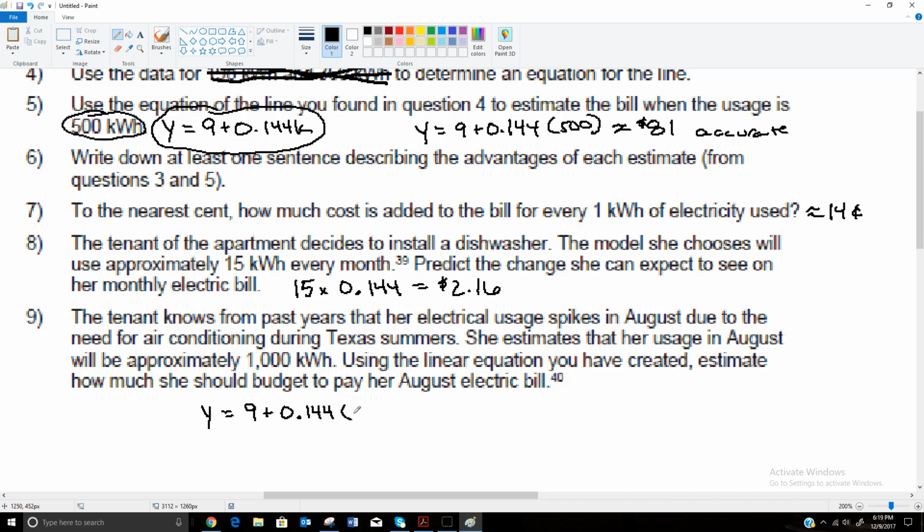So 9 plus 0.144 times 1,000. She should expect to spend right about $153. This is not perfect, but at least she would know, hey, I've got a budget around $150, $160. And so it would give her a good estimate of where she's going to be.